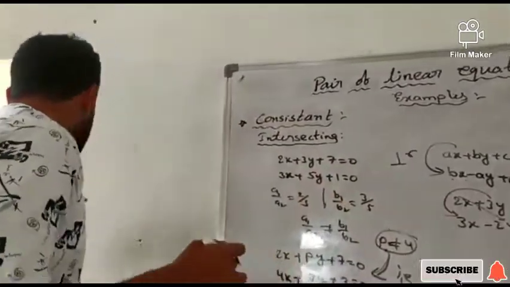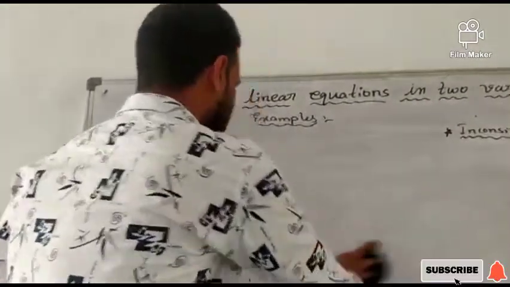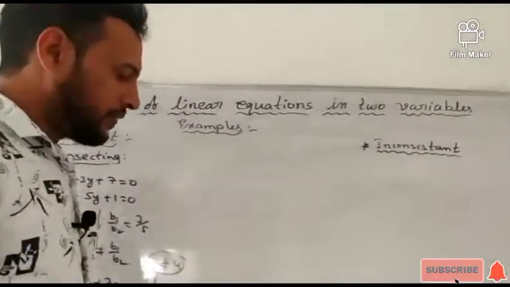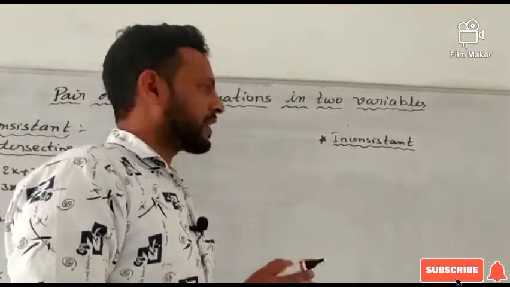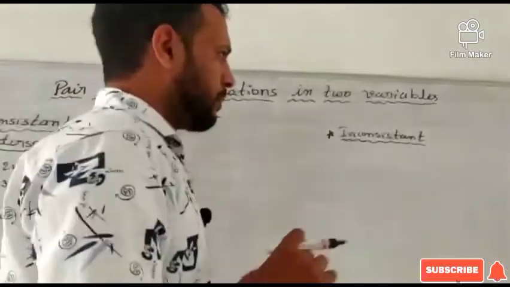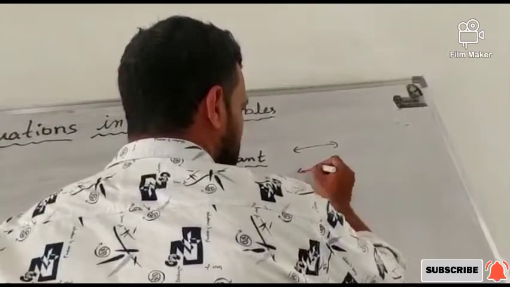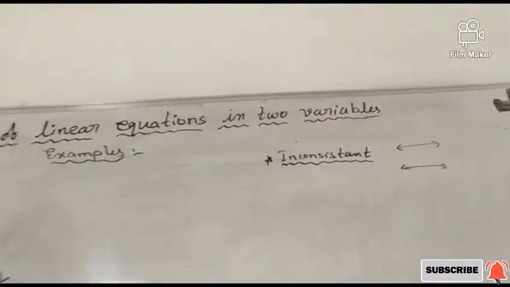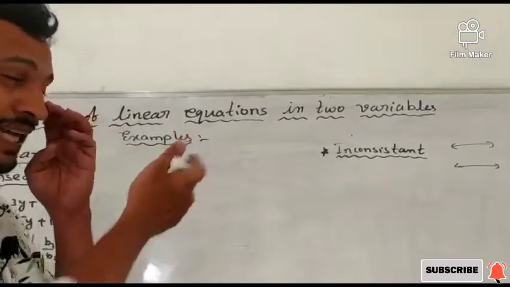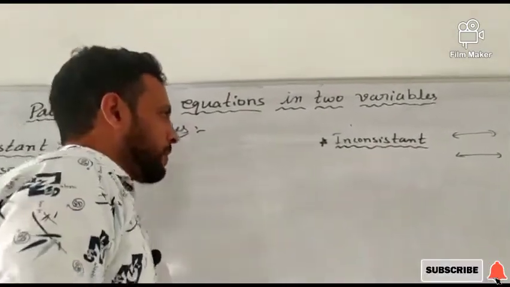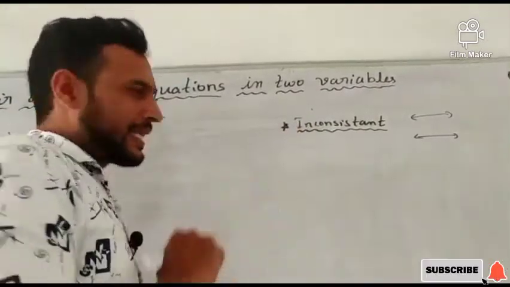Okay, now we are going to discuss inconsistent lines. We can say the given lines are inconsistent if they have no solution. The parallel lines are said to be inconsistent. So parallel lines have no solution, that's why those lines are called inconsistent. Do these lines have any solution? No solution. So you may get questions on inconsistent lines like this.